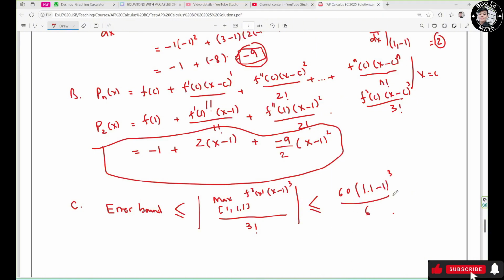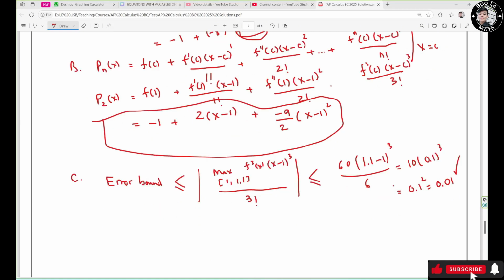Now we're going to simplify this one. It's going to be 60 divided by 6, which is 10. So we have 10 times (1.1 minus 1) cubed, which is 0.1 cubed. So this turns out to be 10 times 0.001, which is 0.01. So this has been proved.